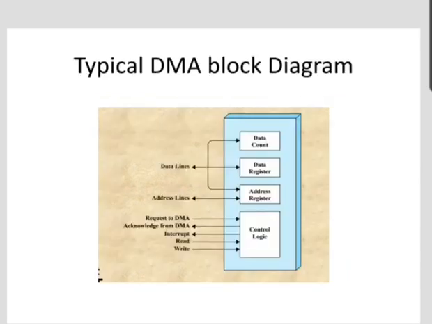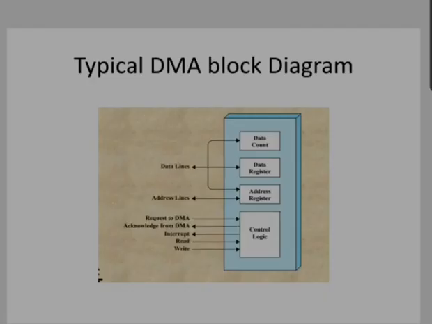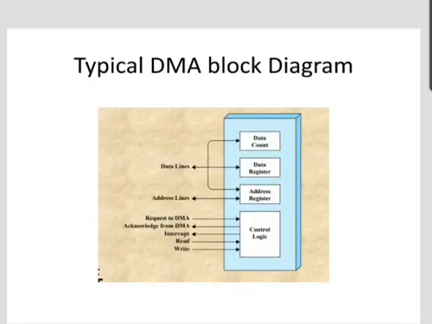So, this figure shows the typical DMA block diagram. The programmer visible registers along with the control signal are shown here. The DMA transfer proceeds as follows. First, the CPU loads the DMA register data count and address register with the number of bytes to be transferred and the starting memory location respectively.